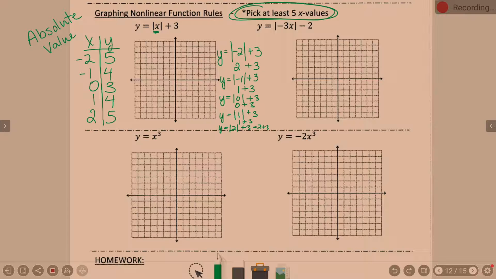Alright, so now we've got to graph these dots. Negative 2, 5. What's the first number? First number tells me left or right. It's negative, so we're going to go left 2. The second number tells me up or down. Where does a positive 5 take me? Up 5.